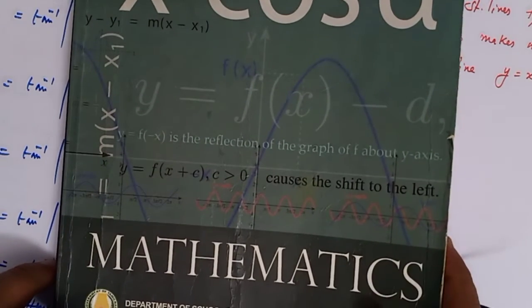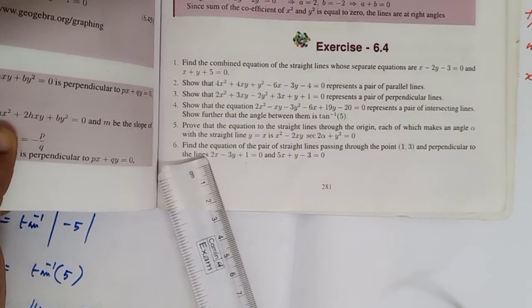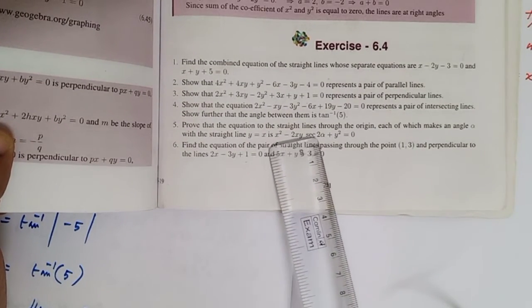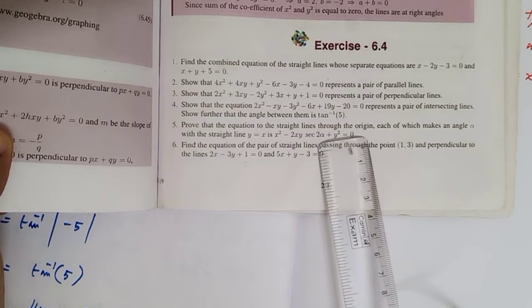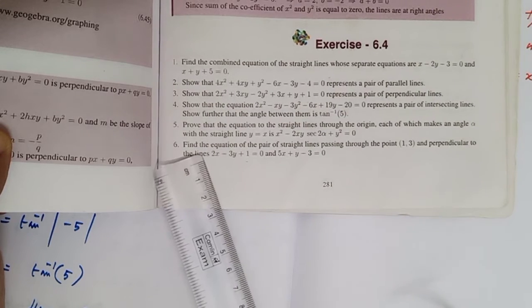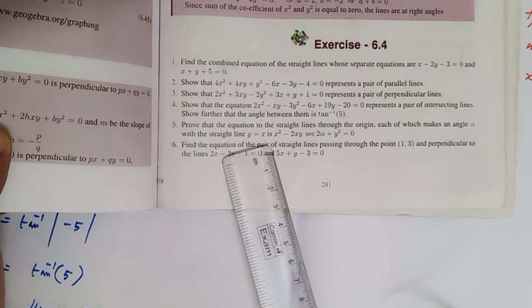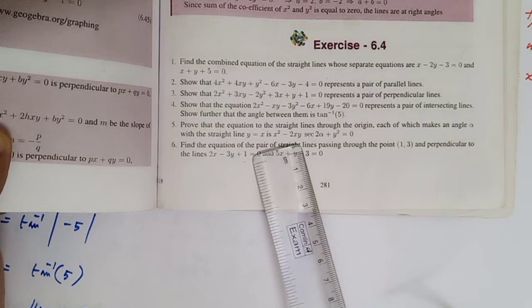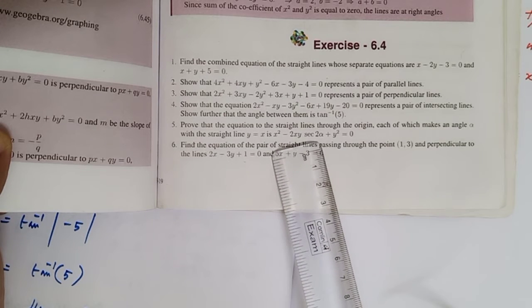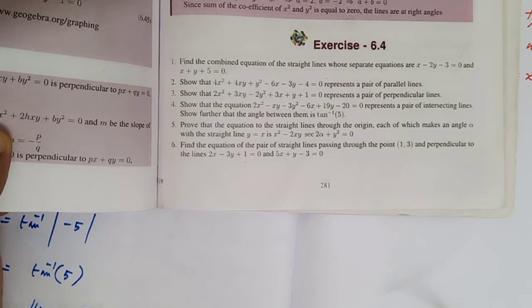11th standard mathematics, chapter number 6, continuation of exercise 6.4. Now problem number 5. Prove that the equation to the straight lines through the origin, each of which makes an angle alpha with the straight line y equal to x, is x squared minus 2xy secant 2 alpha plus y squared equal to 0.